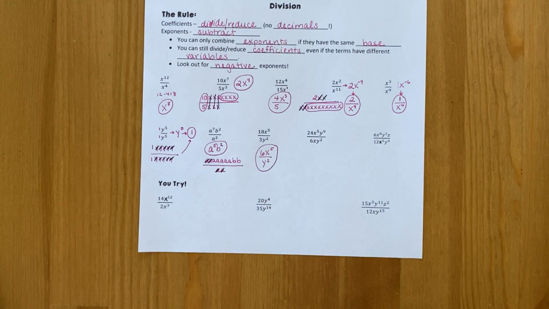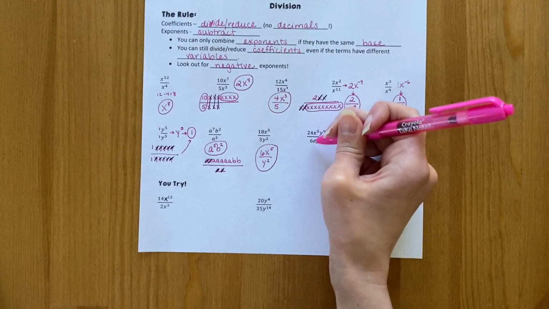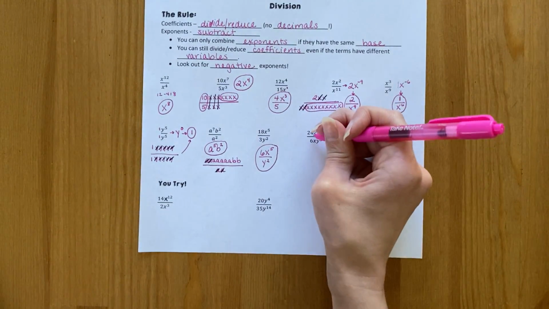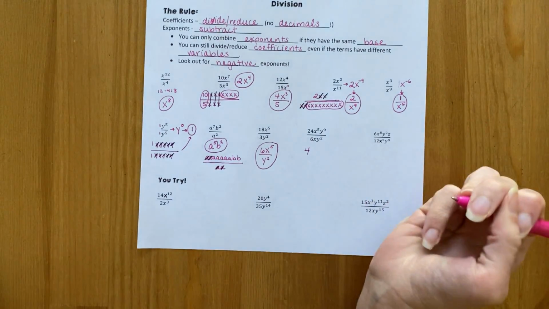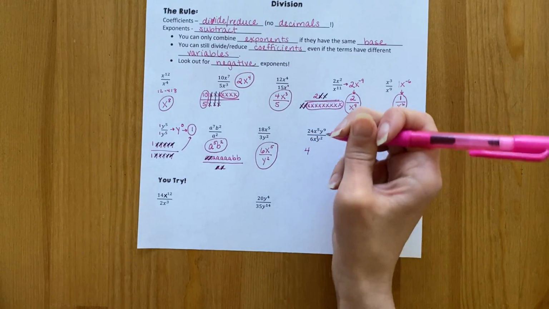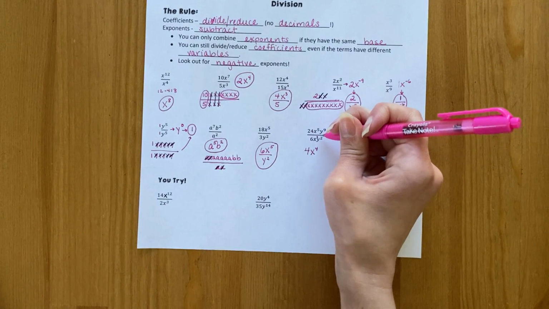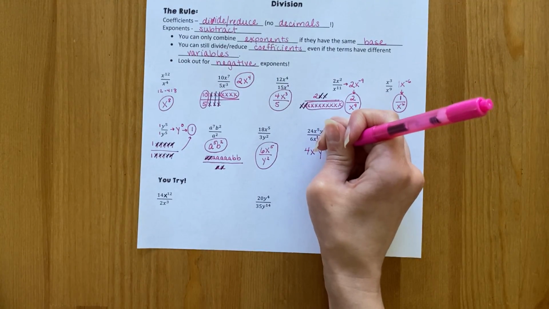All right, just 2 more examples. This one, all my bigger exponents are up on the top, so I shouldn't have to deal with that negative exponent piece on this one. 24 divided by 6 makes 4. 5 minus 1 will make x to the 4th power. And I'm also going to combine my y's with my y's. 9 minus 2 will make 7.